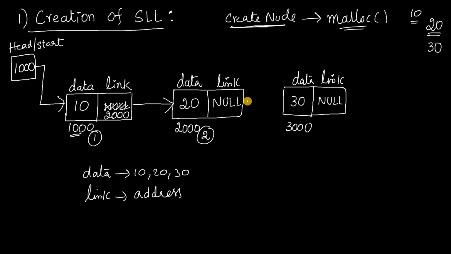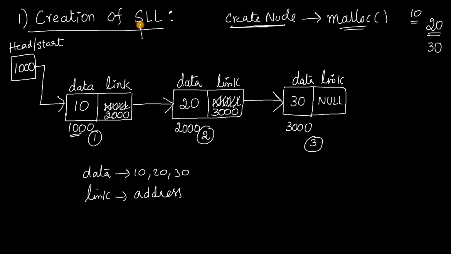Now the next thing what I have to do is, I have to form a link between the second node and the third node. How can I do that? Remove this null here, and store the address of the third node here. So address of third node is 3000. So because of that, a link will be formed like this. Okay, so if you want to add one more element, you can do the same process.